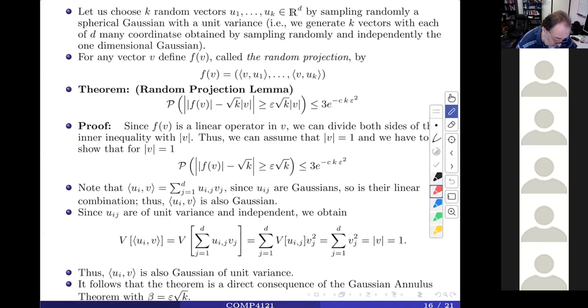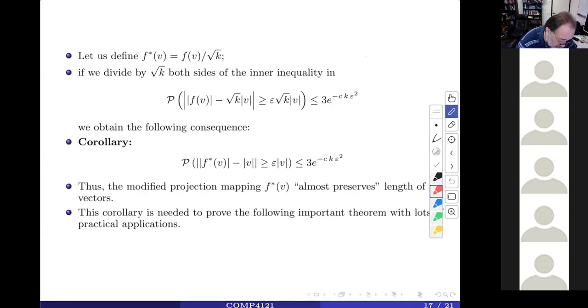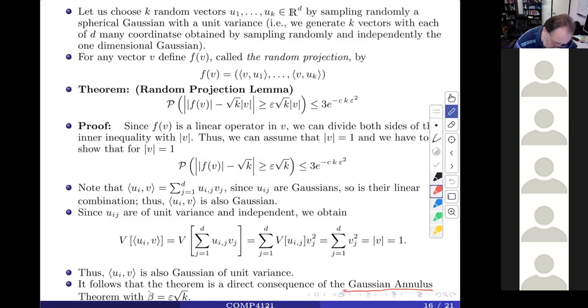So we can now simply apply the Gaussian annulus theorem just by taking beta equals epsilon times square root of k, because if you substitute this in this formula, that is precisely our Gaussian annulus formula if you substitute beta with epsilon times square root of k.